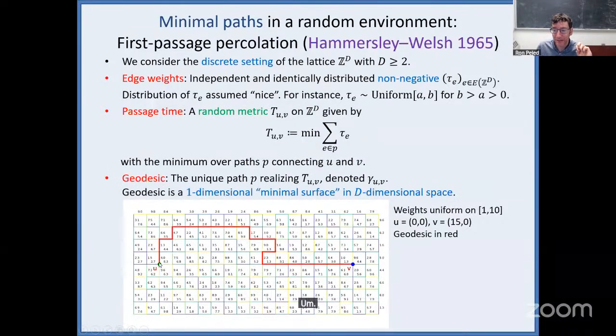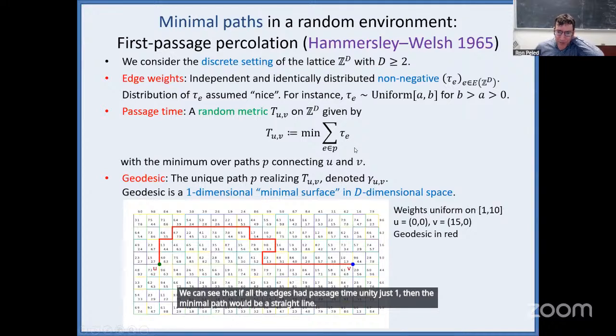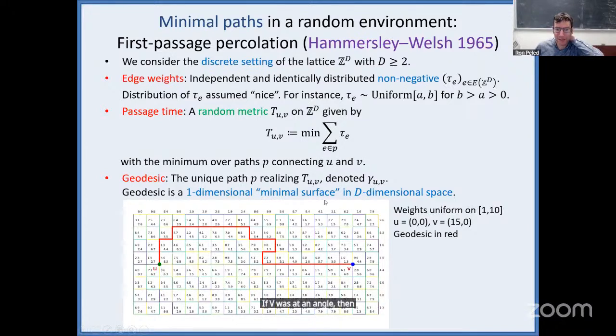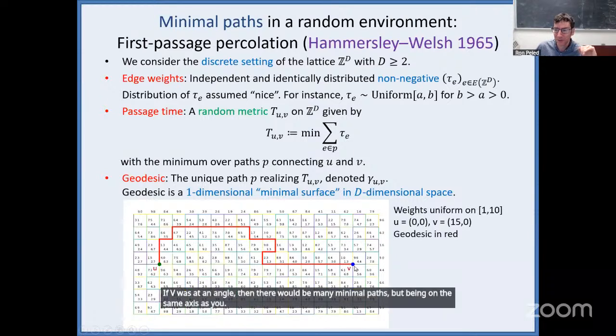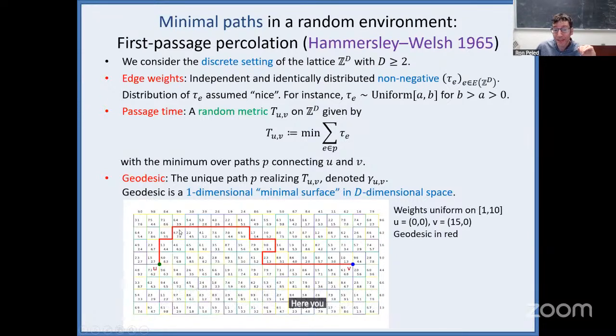Here it is. This turns out to be the minimal path in this picture. We can see that if all the edges had passage time unity, just one, then the minimal path would be a straight line. If v was at an angle, then there would be many minimal paths, but being on the same axis as u, it would have been a straight line. Here you see it's not exactly a straight line due to the randomness in the environment.